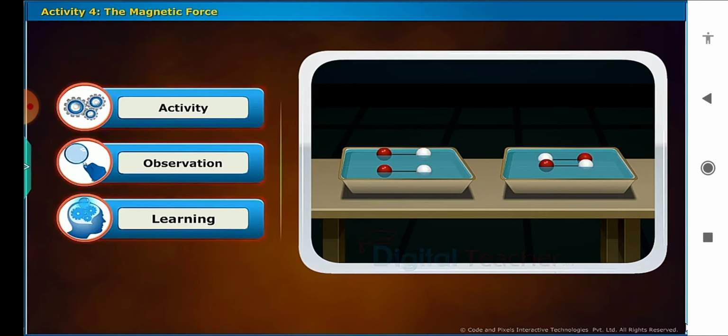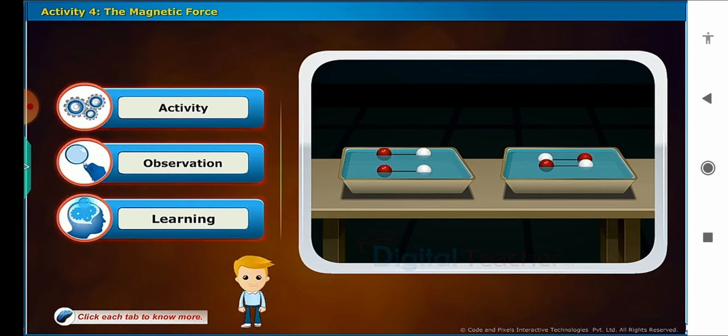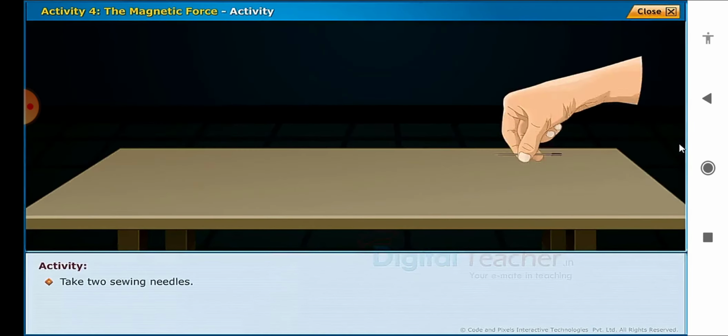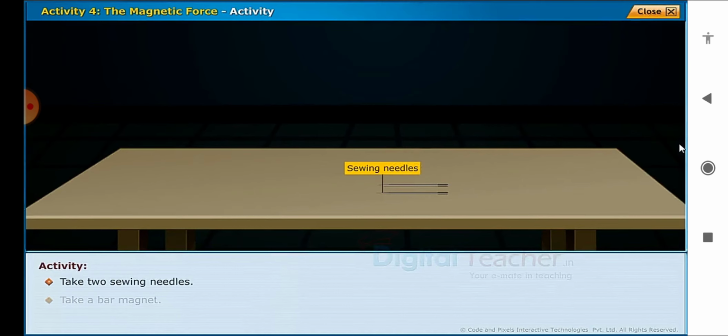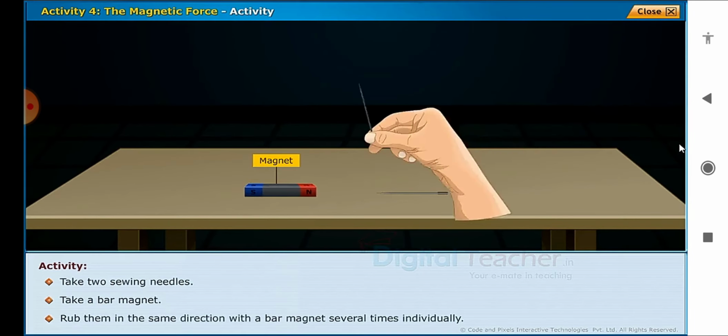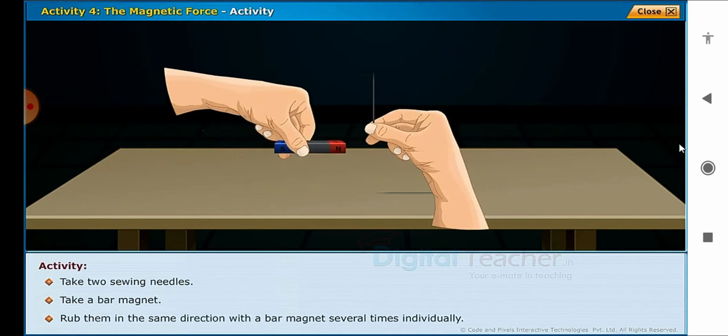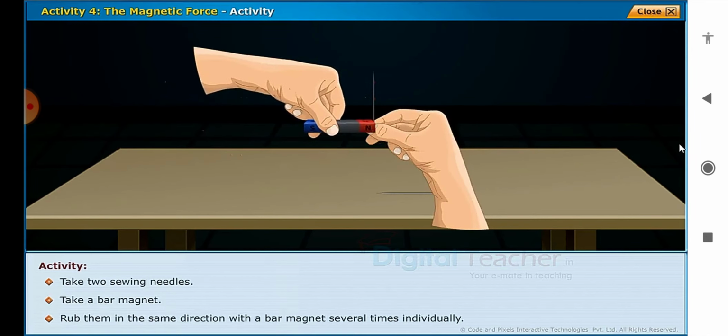Now, let us perform an activity to understand the magnetic force. Click each tab to know more. Take 2 sewing needles. Take a bar magnet. Rub them in the same direction with a bar magnet several times individually.